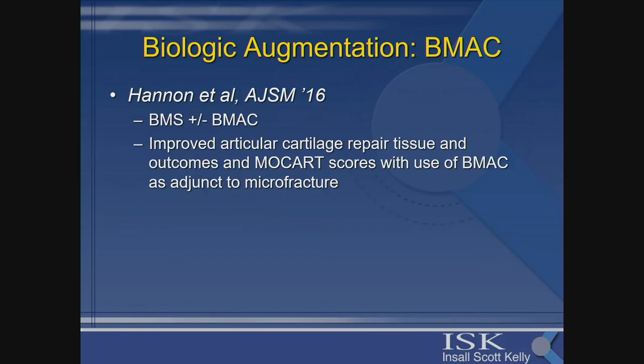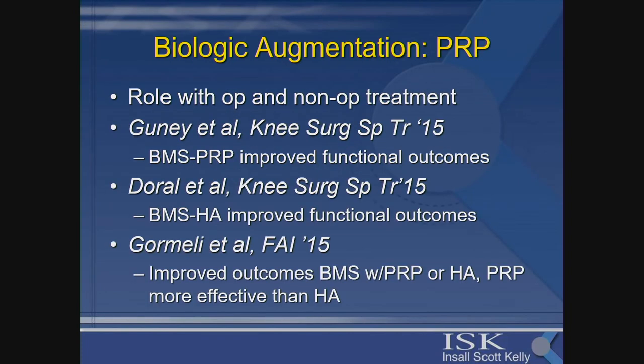And this was also confirmed by Hannon, which showed that when you added BMAC to the bone marrow stimulation, it can improve the cartilage repair and improve the scores with outcomes, also the MOCART scores. So in general, when you think about augmentation, PRP can also have a role.